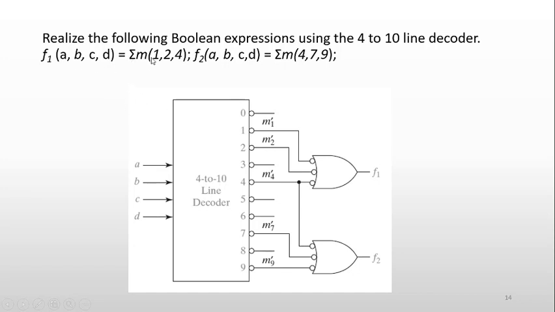So F1 is nothing but summation of 1, 2, 4. So I have passed Y1, Y2 and Y4 through a 3 input OR gate. The resultant is nothing but F1. Again F2 is nothing but 4, 7, 9. So I will pass Y4, Y7 and Y9 through a 3 input OR gate. The resultant is F2. But see here, I will get the output in the complemented form. So in order to remove that complementation, I am adding a bubble at the input side of the OR gate.